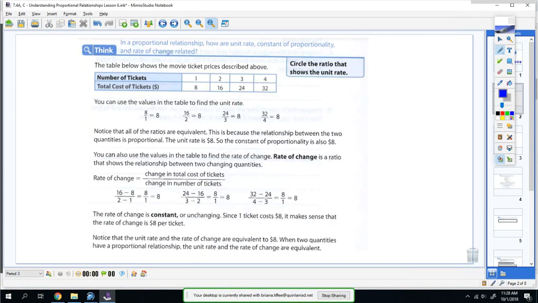So they actually just did what we just talked about. So the table below shows the movie ticket prices described above. You can use the values in the table to find the unit rate, which is 8. Notice that all the ratios are equivalent. This is because the relationship between the two quantities is proportional. The unit rate is 8, so the constant of proportionality is also 8. You can also use the values in the table to find the rate of change. Rate of change is a ratio that shows the relationship between the two changing quantities, which again will be 8 because it's proportional. We'll get more into that later.